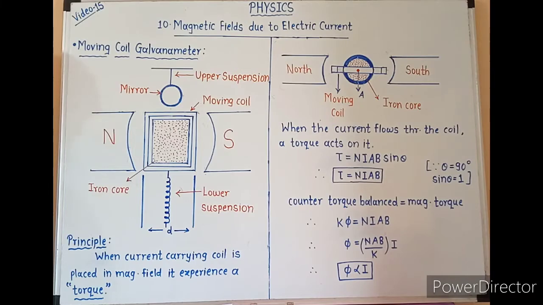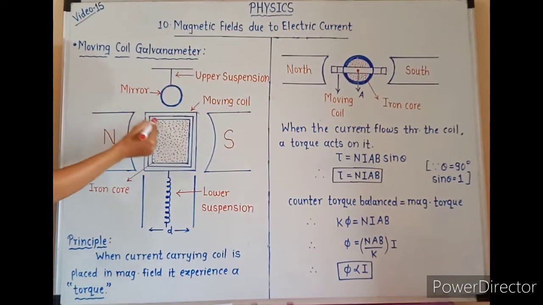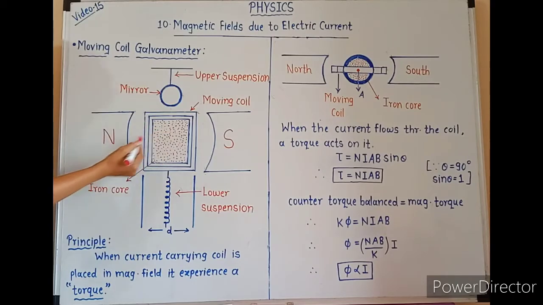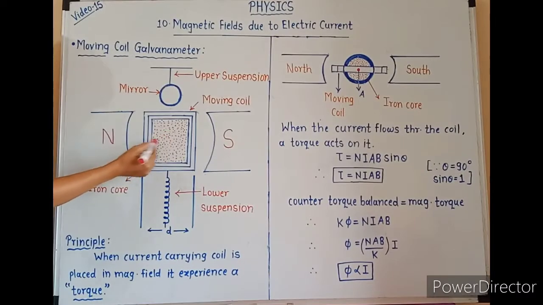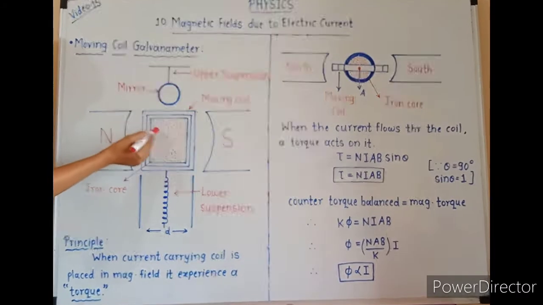Now what do you mean by this radial magnetic field? The magnetic field which is along the radius of the circle is known as the radial magnetic field.